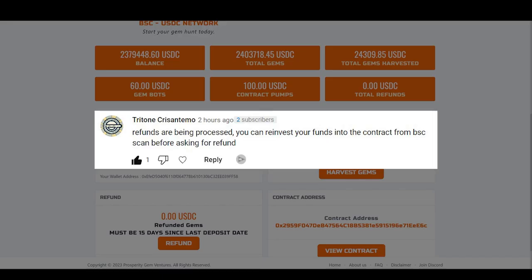Tritone wrote, refunds are being processed. You can reinvest your funds into the contract from BSCScan before asking for a refund. So you can ask, instead of getting refunded, to reinvest your funds. So someone is stating that is a possibility.